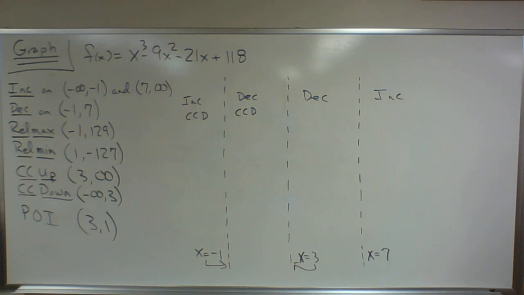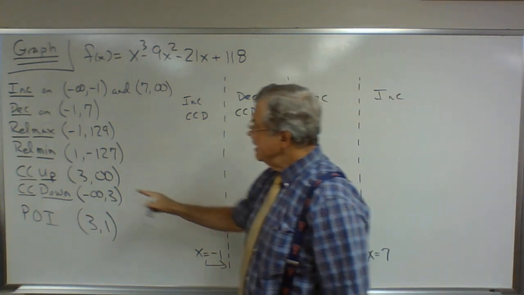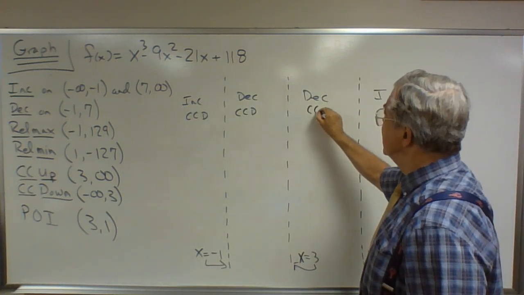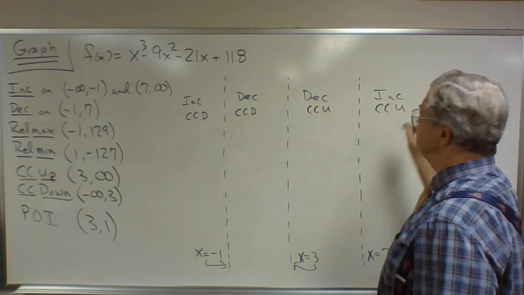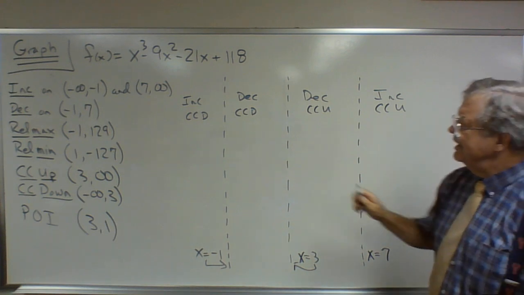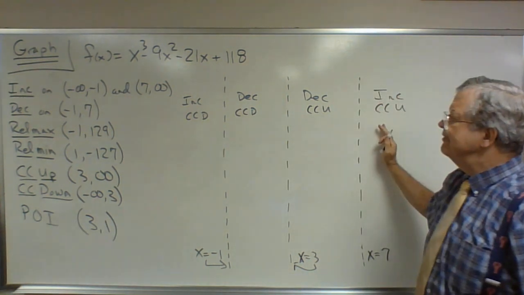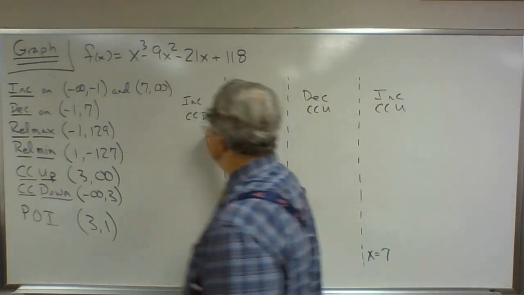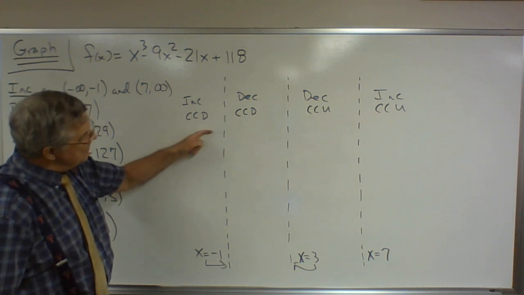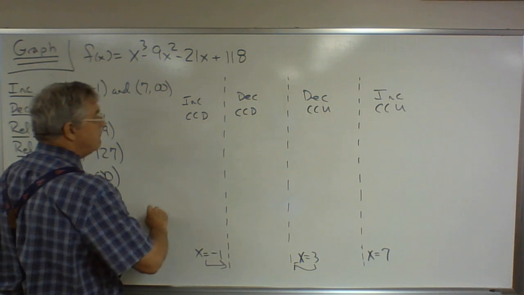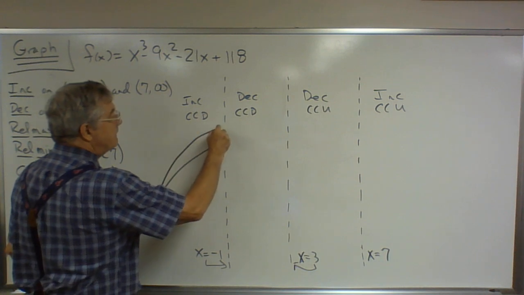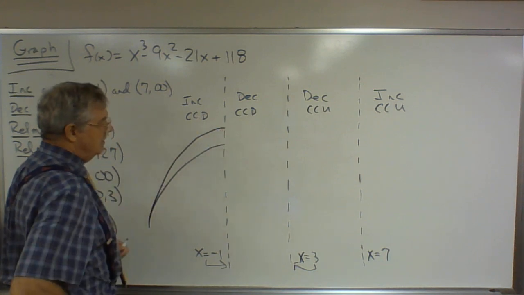Now, what have I forgotten? My concave ups, right? Concave up from 3 to infinity. Here's x equals 3. So it's concave up, concave up. I put a little note in each of these intervals saying what f of x is doing. In this interval, the function's increasing or going uphill, and it's concave down. Going up and concave down. You know what? I can do better than that. Going up and concave down.